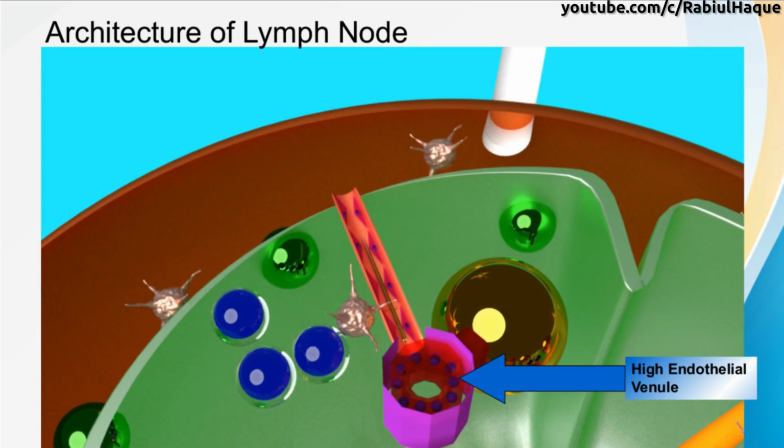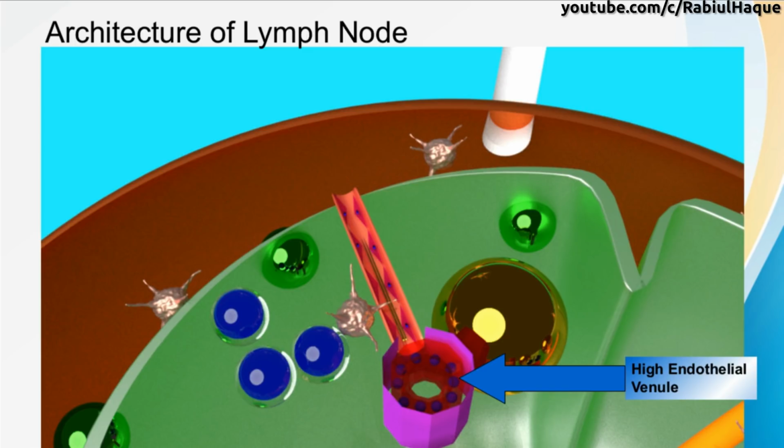So in this image, this is the high endothelial venule, and note that the high endothelial cells that are lining this high endothelial venule are quite plump and tall looking. So that's why the cells are called high endothelial cells and the venule is called high endothelial venule.